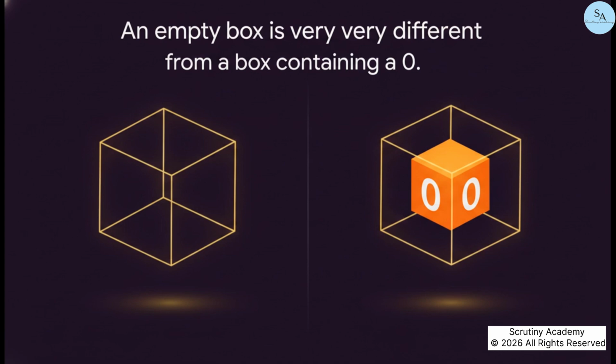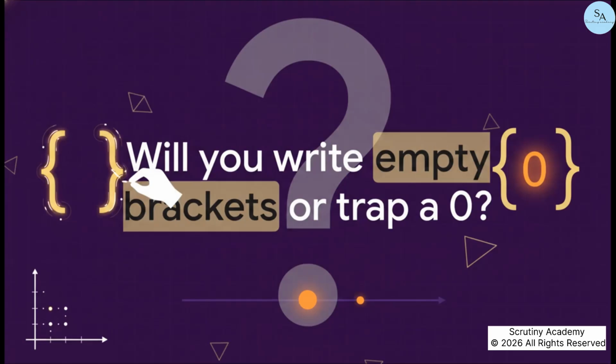Think about it like this. An empty cardboard box is very, very different from a box that has a wooden block sitting inside of it with the number 0 painted on it. That first box is genuinely empty, but the second box, it clearly has one item inside it. I really want you to keep that visual locked in your mind. If someone asks you to write an empty set on your next exam, are you going to draw an empty bracket, or will you accidentally trap a 0 inside?